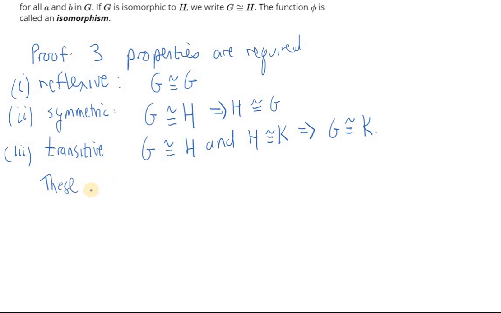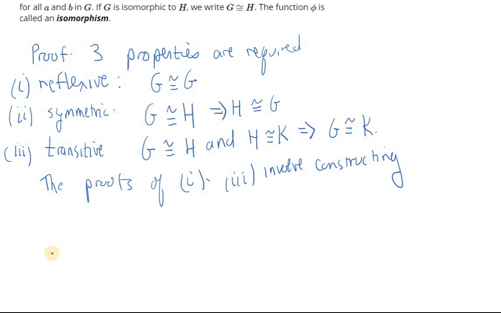Okay, these proofs, the proofs of 1 through 3, involve, I can say this way, constructing and verifying isomorphisms.